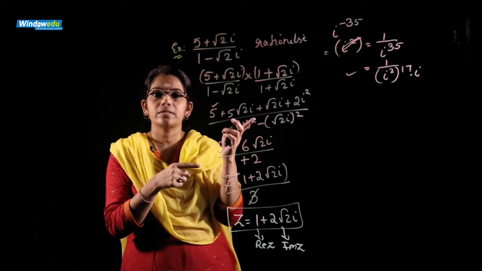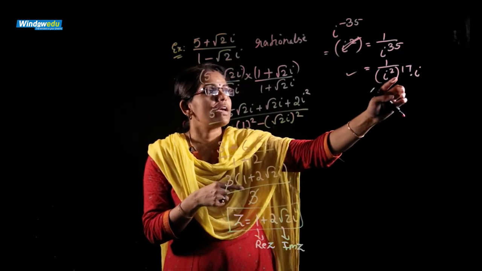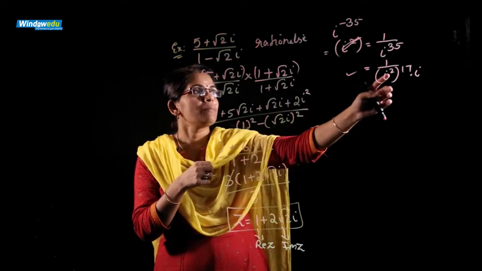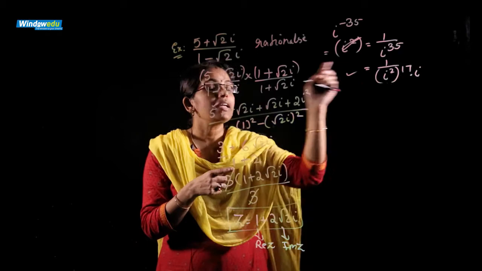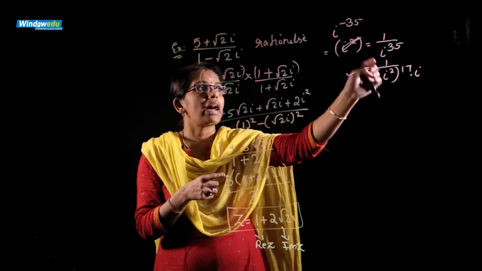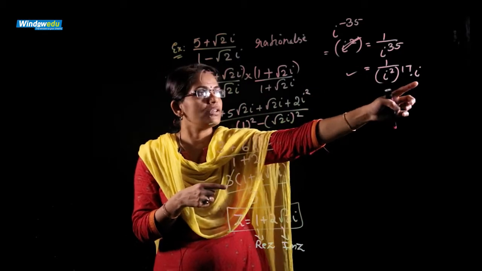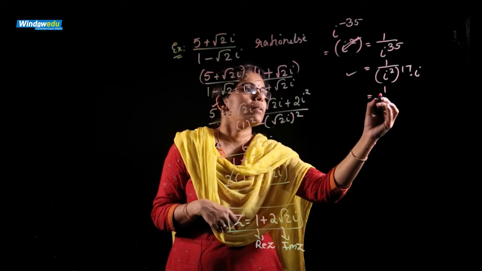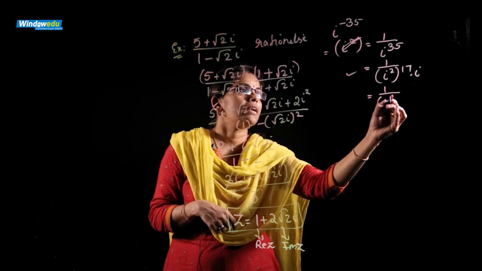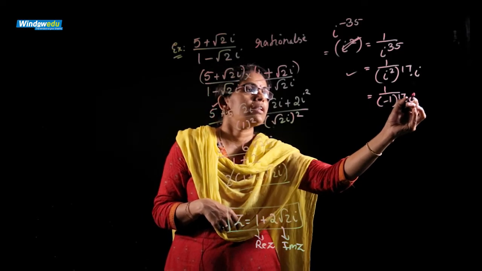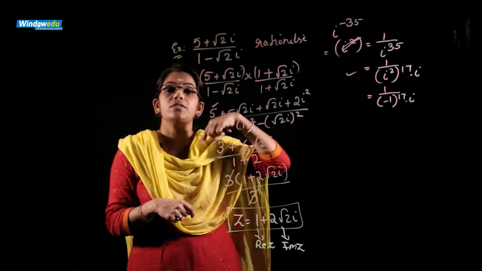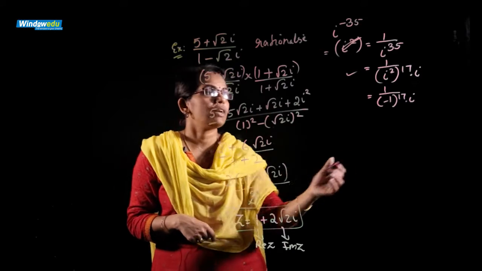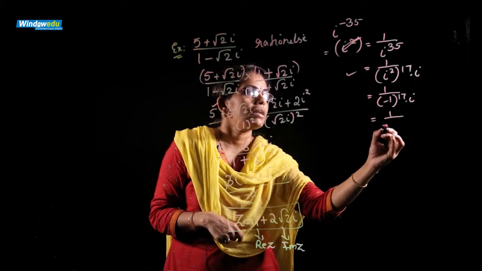So, using i square to make it 35, we have to take the nearest value, that is, i square means you will get an even number. So, 2 into 17 is 34. So, one more i is required. So, we will write into i. So, 1 by (i square) means (negative 1) whole raised to 17 into i. Negative 1 whole raised to odd power gives us negative value. So, 1 by negative i.